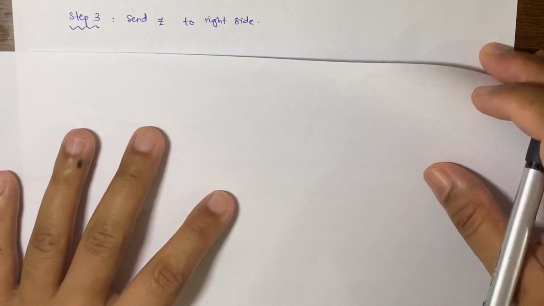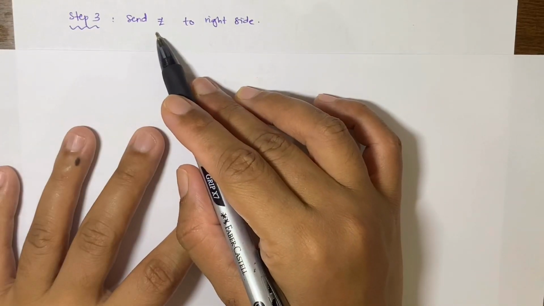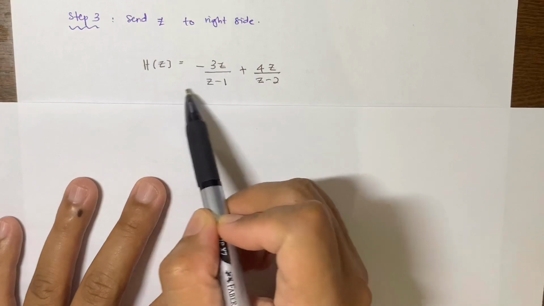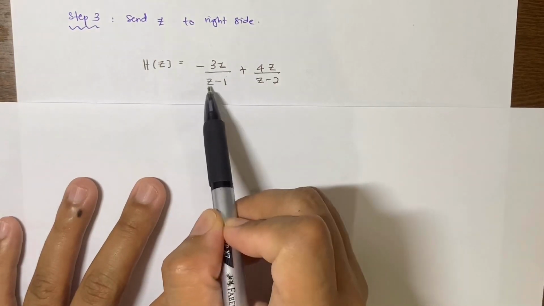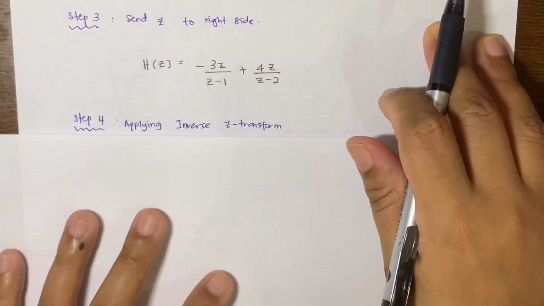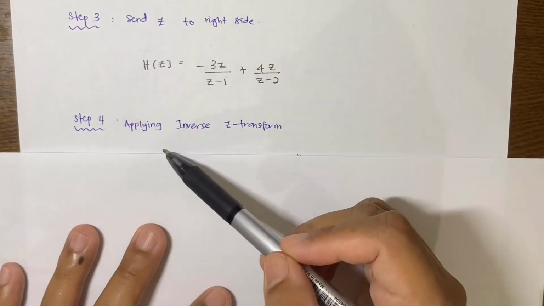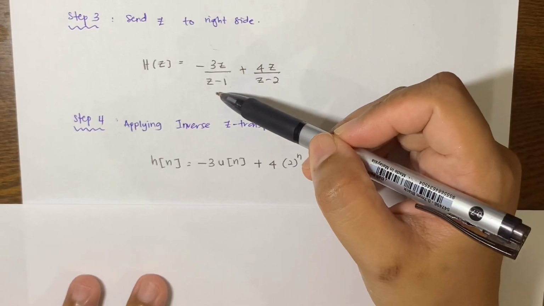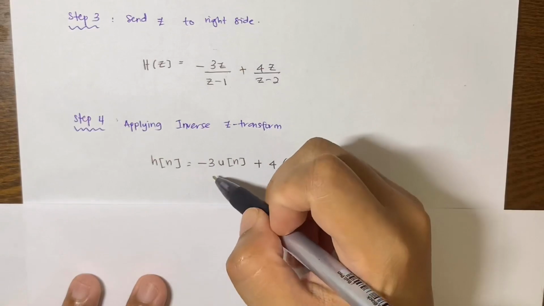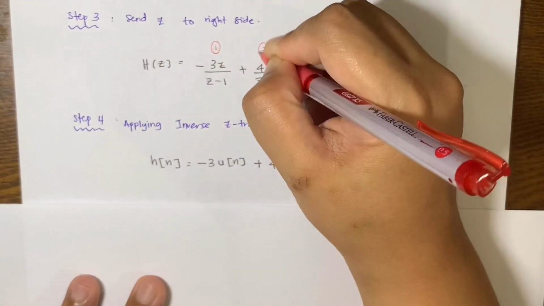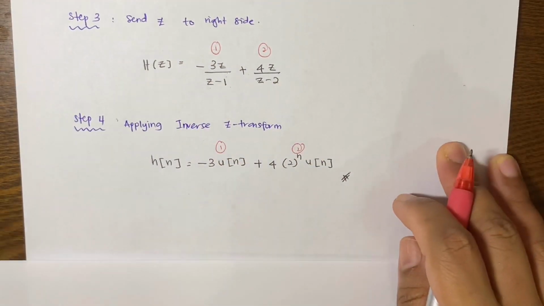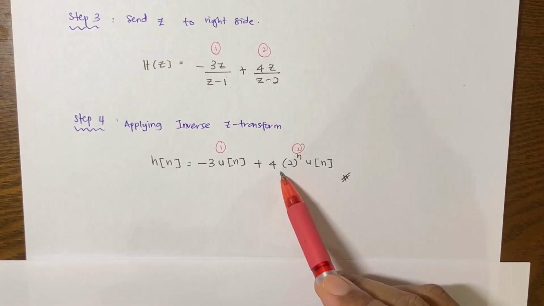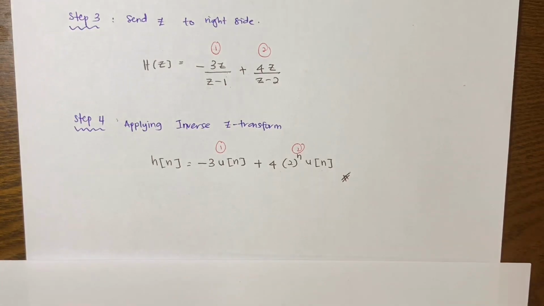Step 3, you need to send z back to the right side. Before this, you have H(z) over z. Now you need to send it back to the right side, so you will get negative 3z over (z minus 1) plus 4z over (z minus 2). Step 4, you can apply the inverse Z transform. Apply the inverse Z transform to the first term and the second term using the Z transform pairs table. The answer for the impulse response is negative 3 u[n] plus 4 times 2 to the power of n u[n]. That's all. Thank you.